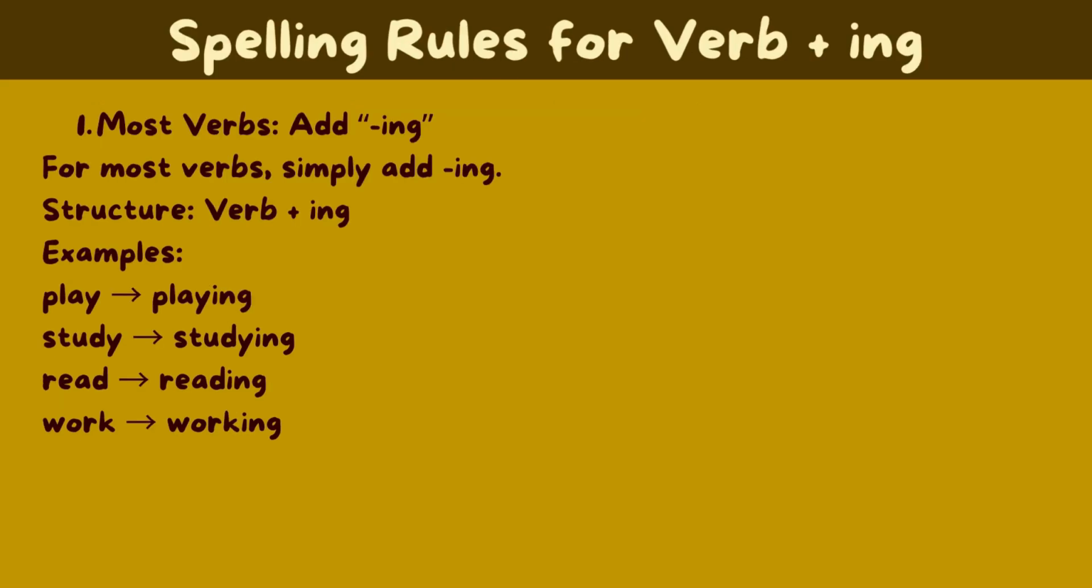When we use the present continuous tense, the main verb usually ends with ing. However, some verbs change their spelling before adding ing. First, for most verbs, we simply add ing. For example, play becomes playing, study becomes studying, and work becomes working.